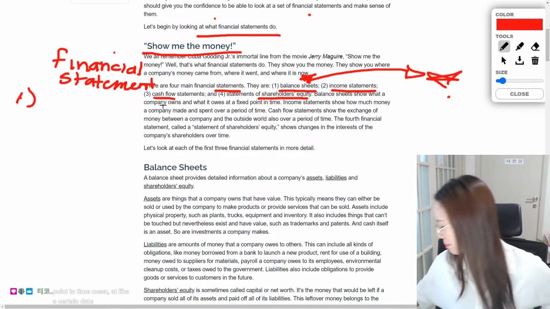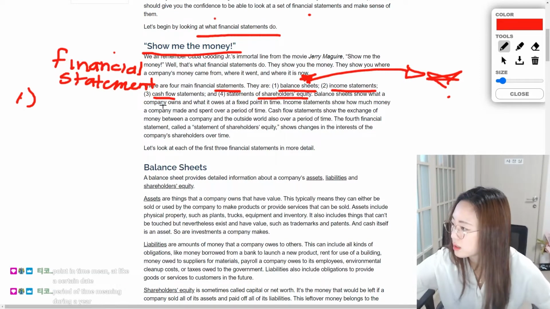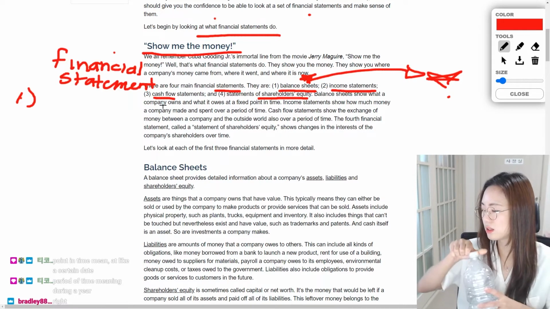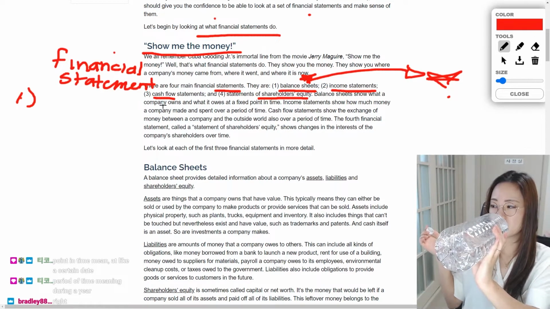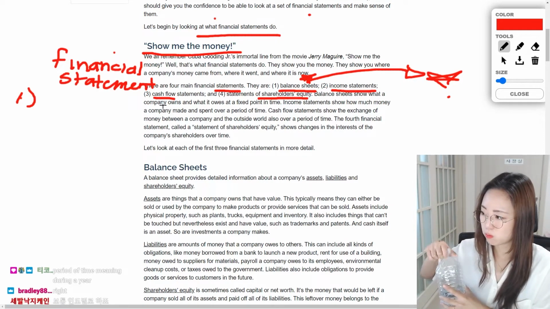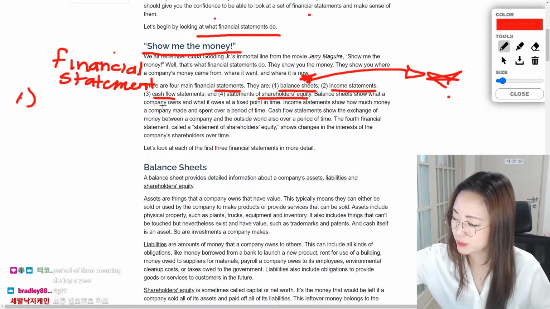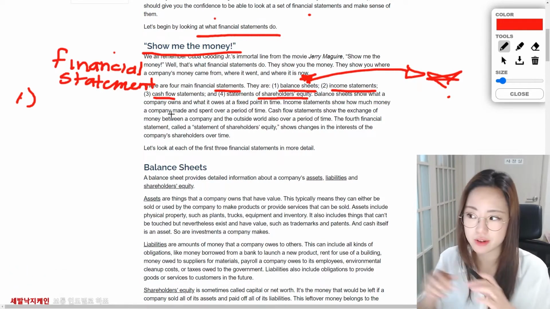Oh, when you worked at a bank? That's great. Period of time means during a year?